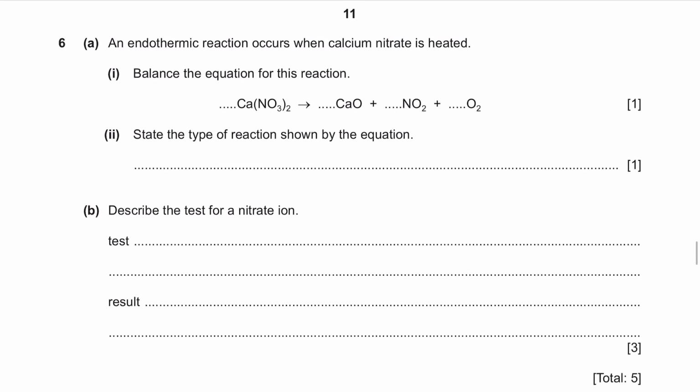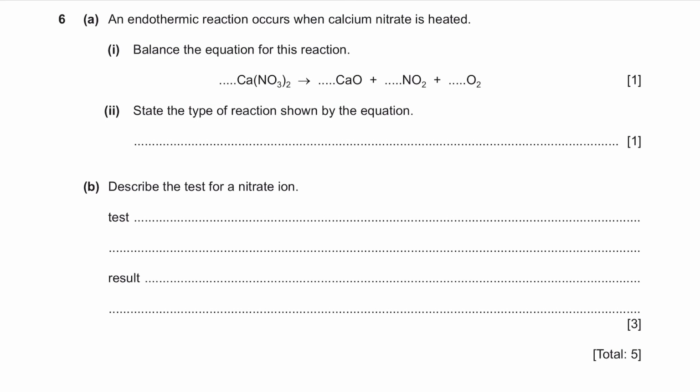Question 6, Part A. An endothermic reaction occurs when calcium nitrate is heated. Balance the equation for this reaction. Firstly, calcium looks fine. Then nitrogen, we have 2 here, and we only have 1 here. And for oxygen, we have 6 and 5 in total over here. Well, let's first try to have 6 oxygen atoms on the right hand side. Then we have to put 2 in front to have 2 oxygen atoms over here. Then since we'll have 2 calcium atoms, we need to put 2 in front over here, so that calcium will also be 2 on the left hand side.